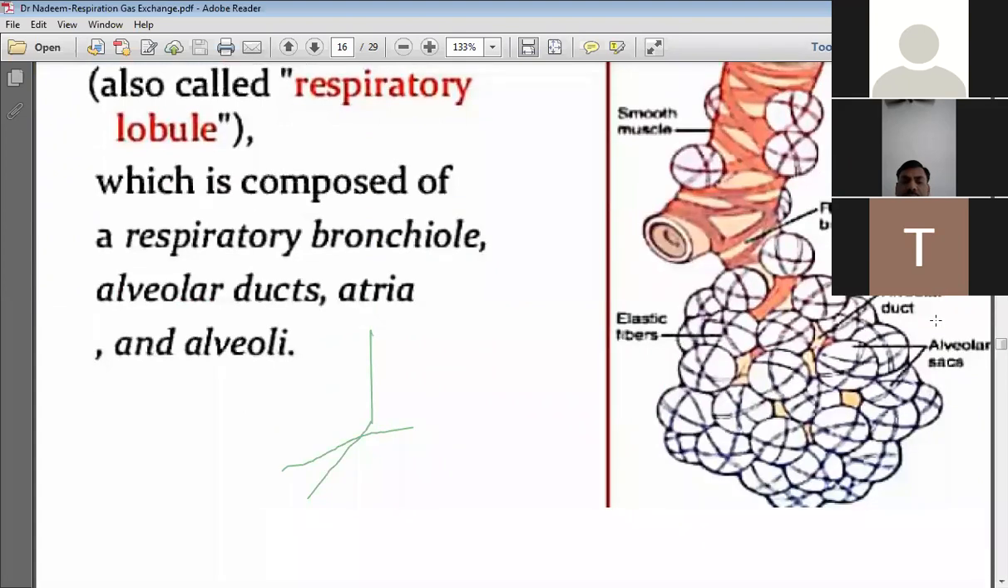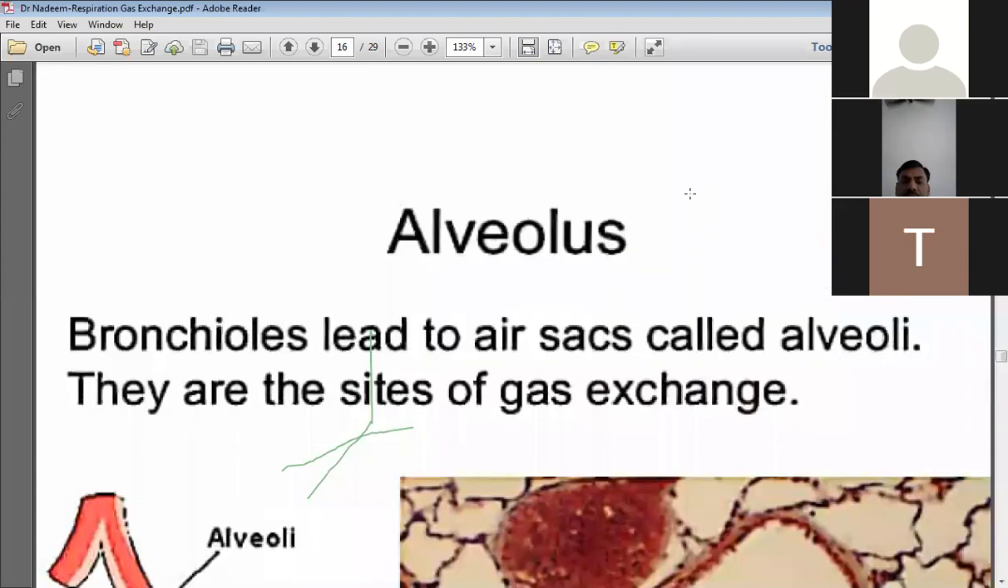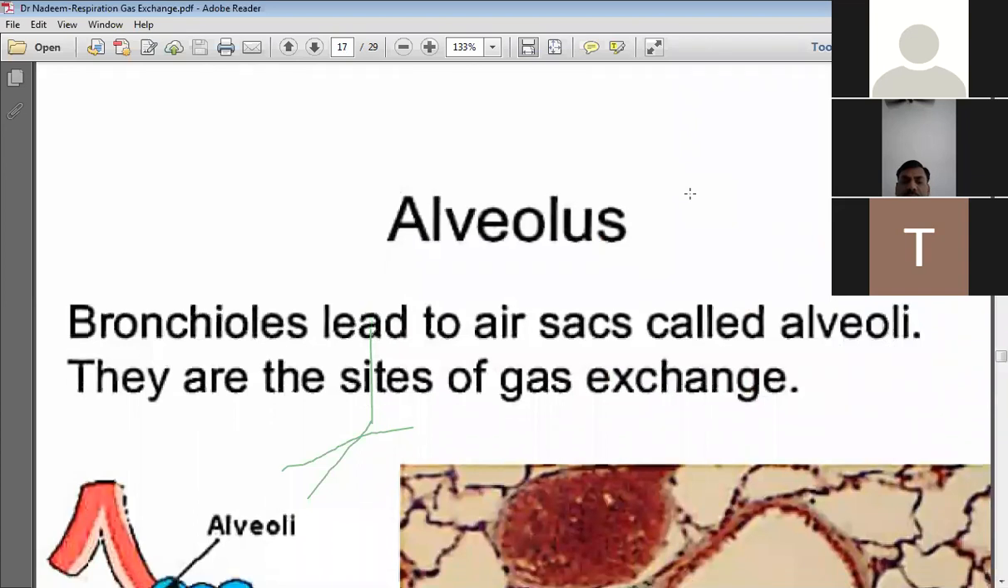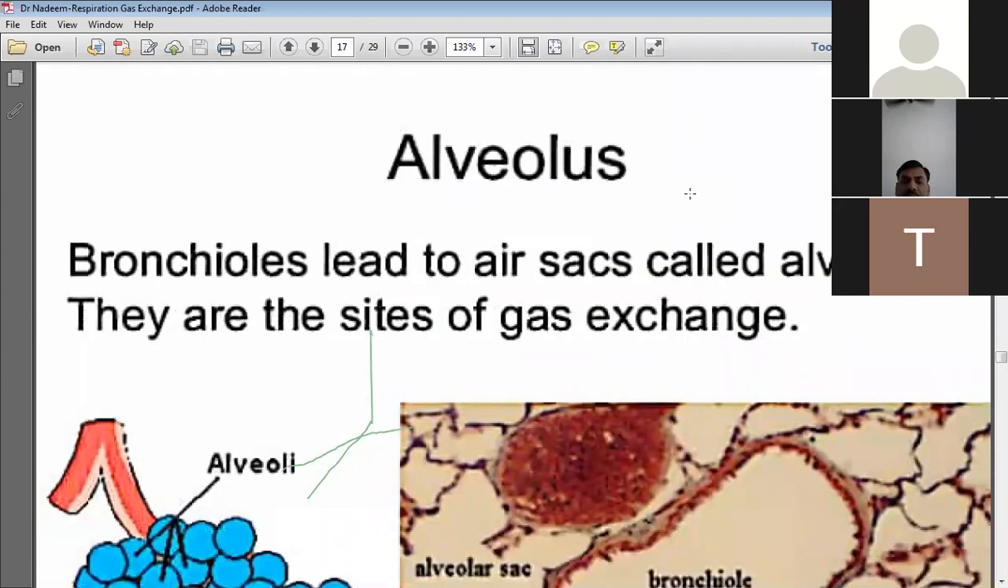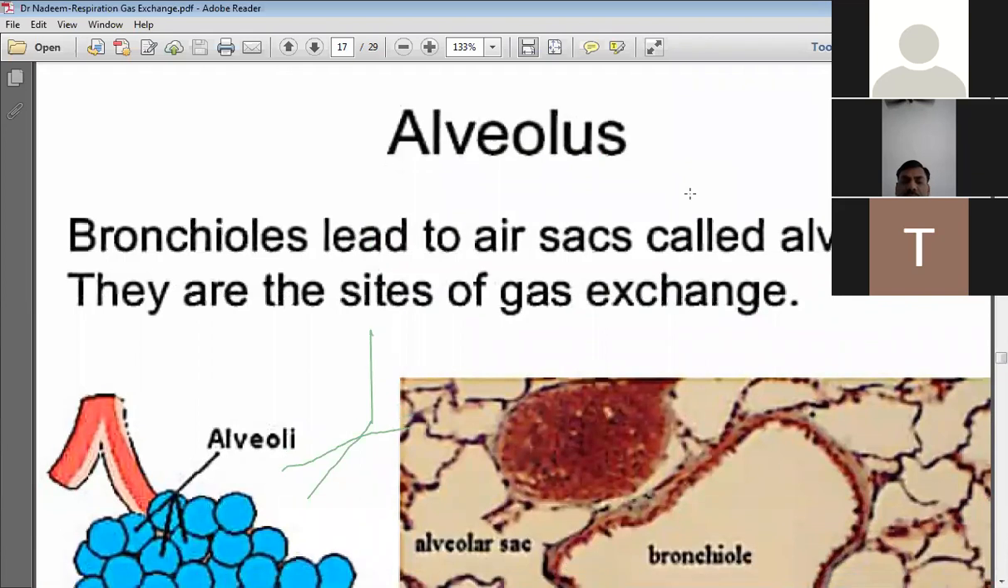Here in the figure, this is the main site where gas exchange takes place between O2 and CO2. What is this alveolus? They are air sacs. And bronchioles end up in this air part of the air sac, known as alveoli.